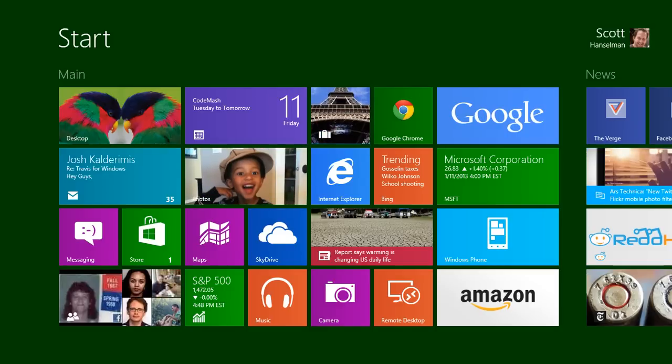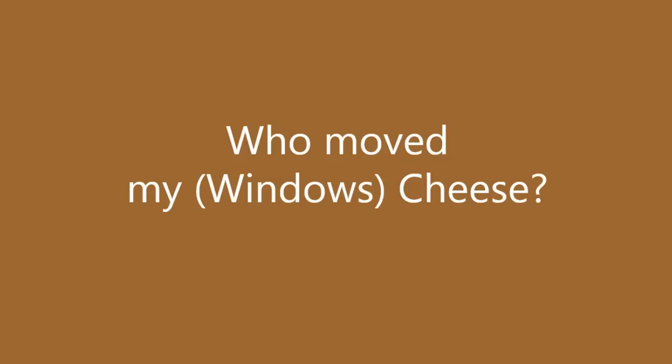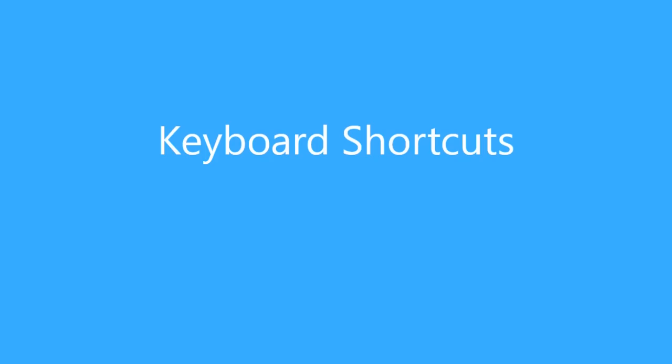So I thought I would take some time to go through a number of things within Windows 8, like what changed, who moved my cheese, talk about the start screen, talk about hot corners. I'm going to show full screen apps and desktop apps, how to change your settings, some of the new things around browsing, where your social things are, where's my Twitter, where's my Facebook, the mouse, and using keyboard shortcuts.